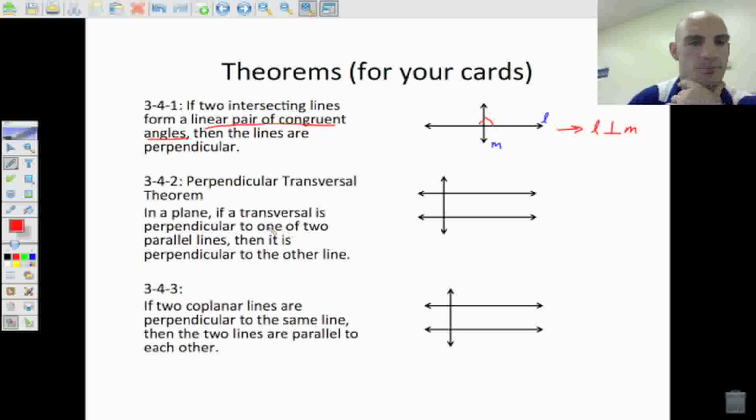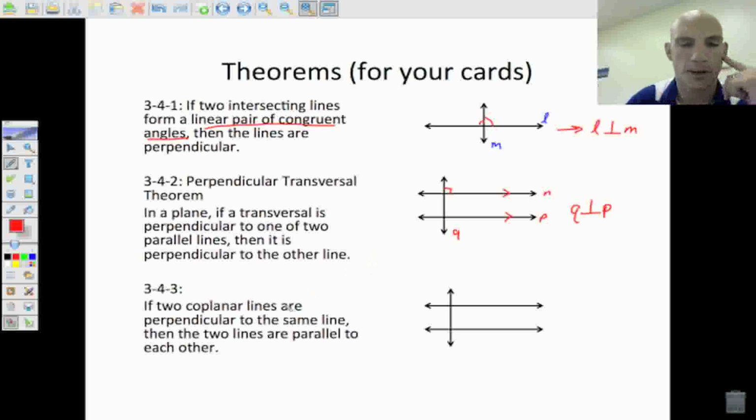Perpendicular transversal theorem. In a plane, if a transversal is perpendicular to one of two parallel lines, then it's perpendicular to the other. So these are my parallel lines here. And the way that these are marked is that one of them is perpendicular here. So N, and I'll call this P. We'll call this transversal here Q. And so the conclusion that I can make is that Q is perpendicular to P.